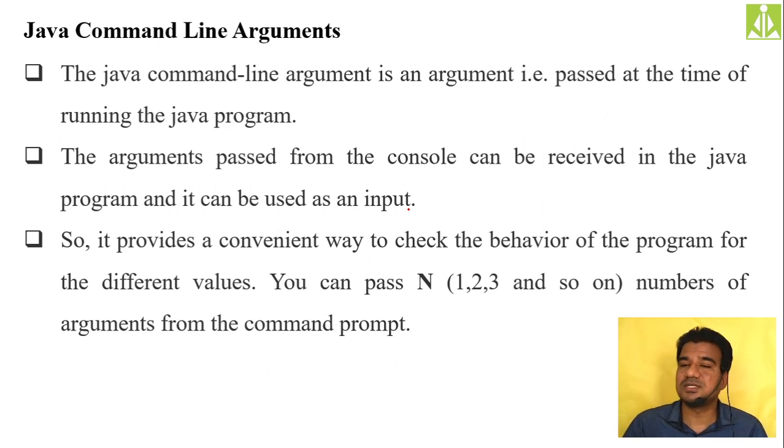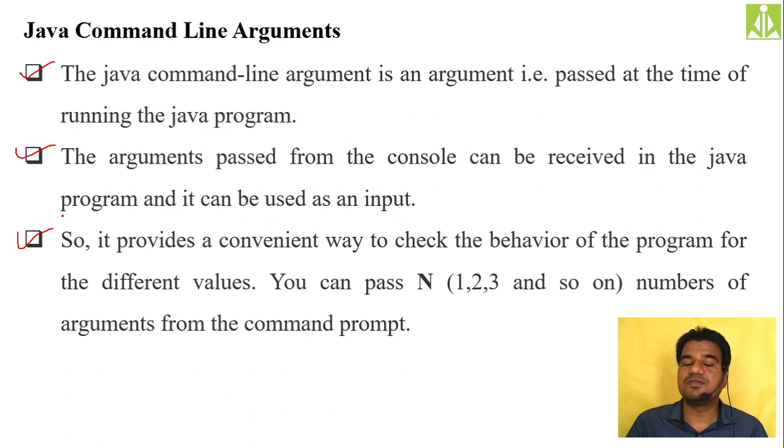The second point just now I have explained. So okay, the arguments passed from the console, whatever arguments at the time of running the Java program we are passing, those arguments can be received, can be read inside the Java program and can be used as an input. Command line arguments are nothing but a way of giving input to the Java program from the console. Remember this one.